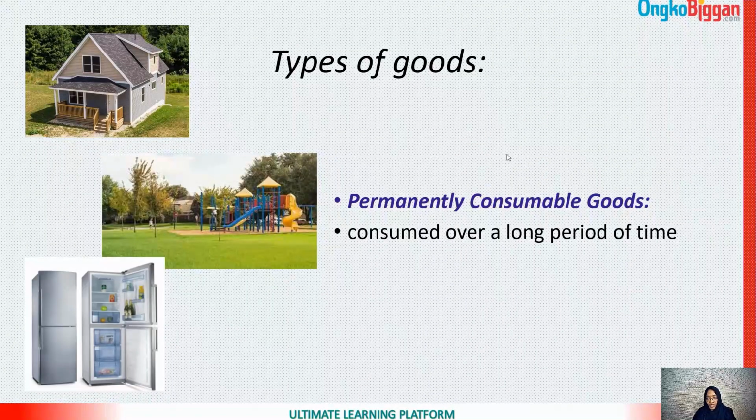The next type of goods are permanently consumable goods. These are goods that can be consumed over a long period of time, termed as permanently consumable goods. For example, house, playgrounds, fields, refrigerator, cars, etc. It depends on the time period.